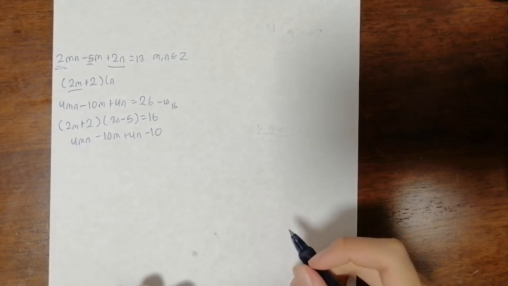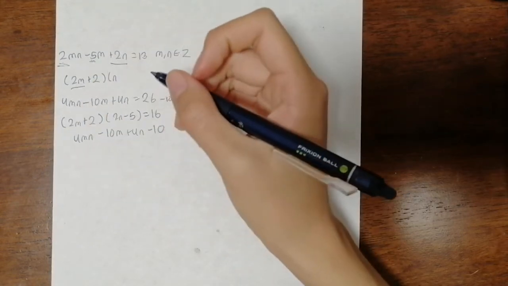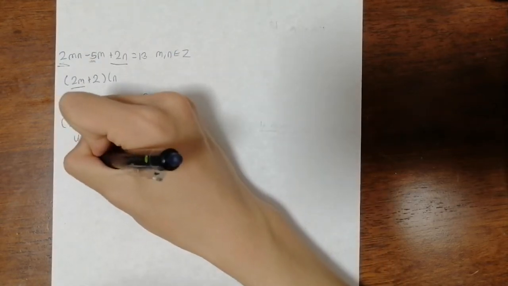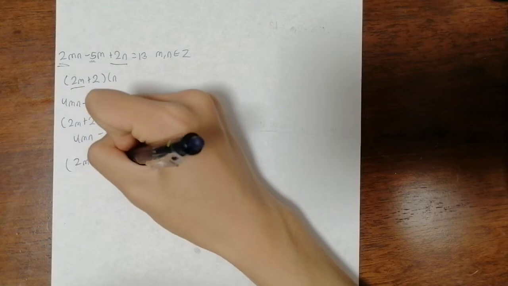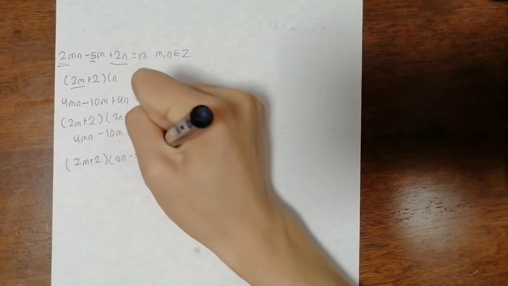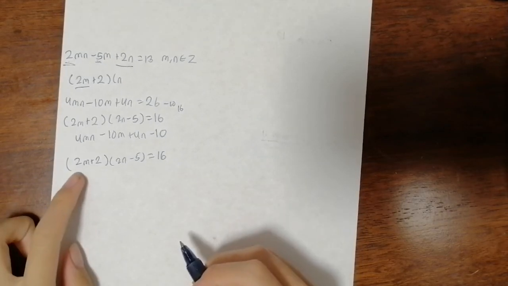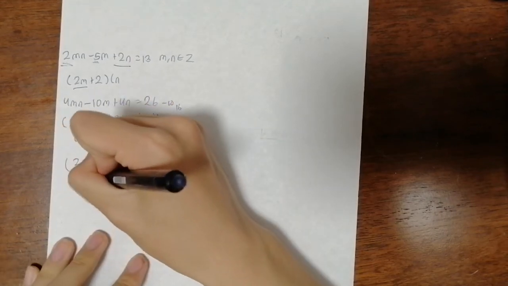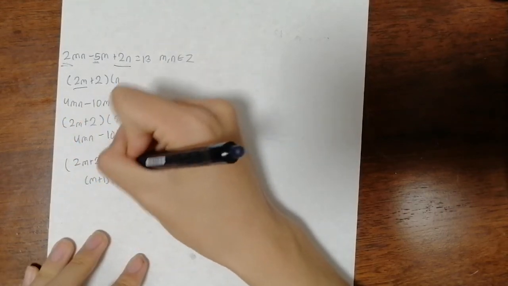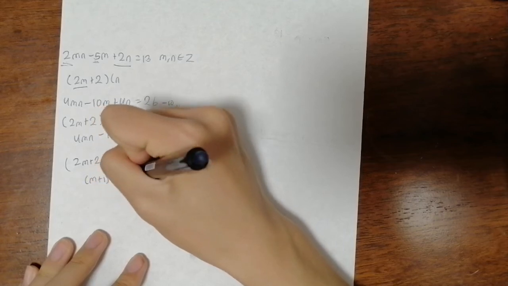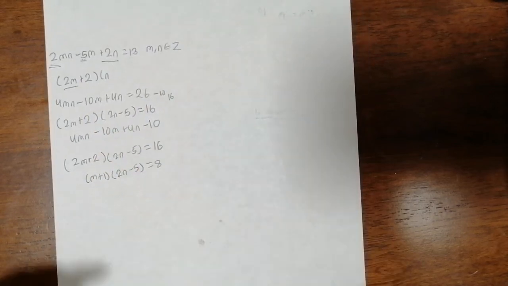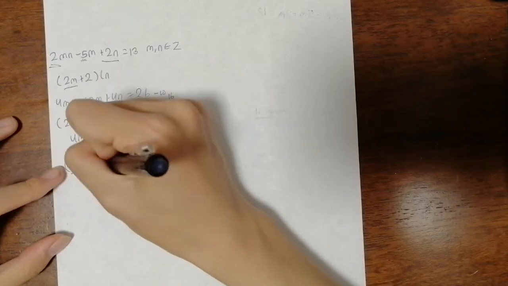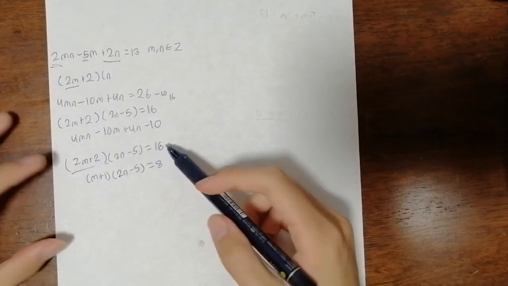Okay. So now we have the expression 2m plus 2 times 2n minus 5 is equal to 16. Notice that we can divide this term by 2, so we actually get m plus 1, and this one stays the same, so this is equal to 8. So I factored out a 2 out of this first factor here, and then I divided 16 by 2.